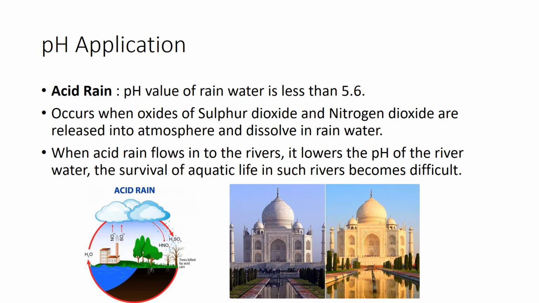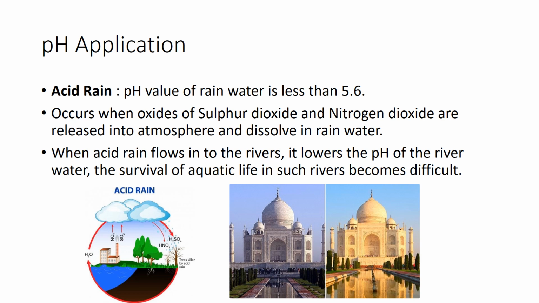This acid rain will have a bad effect on living things, plants, animals and humans, and monuments and statues will also be affected by acid rain. Decoloration and damage of monuments and statues will happen.